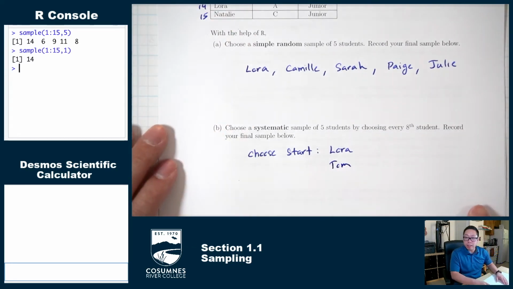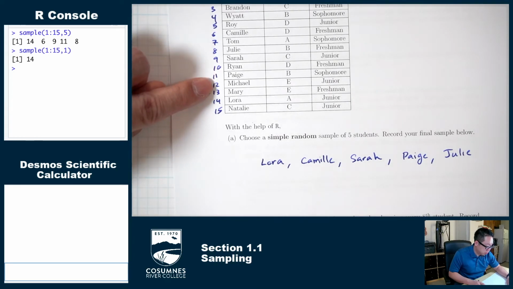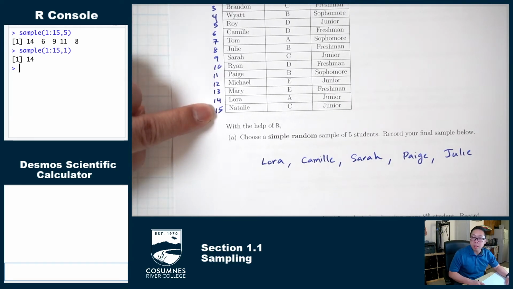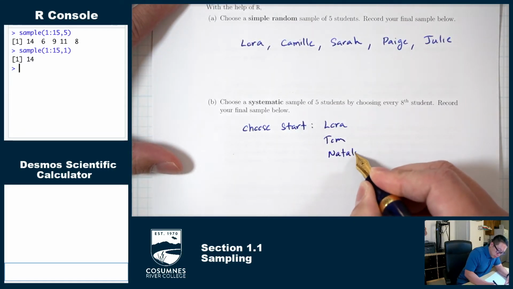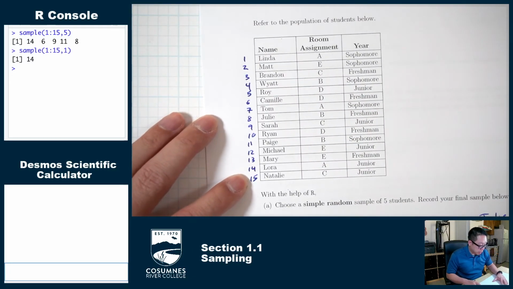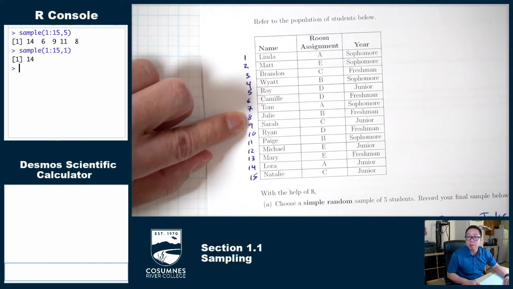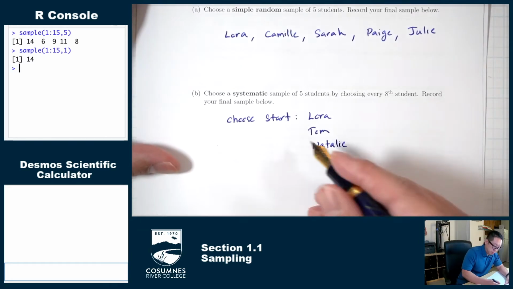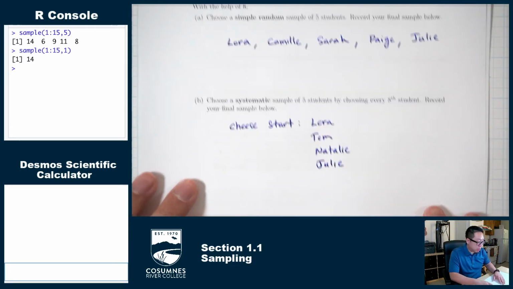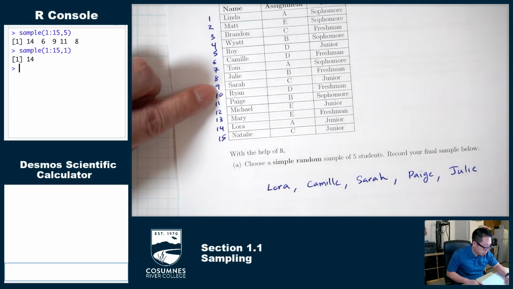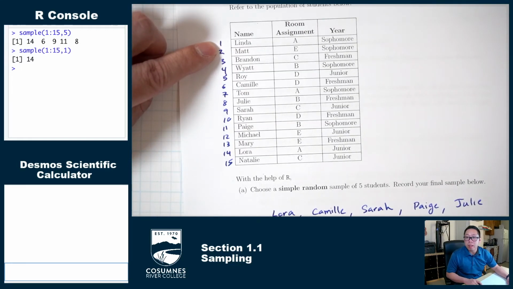Okay, count by 8 again. 1, 2, 3, 4, 5, 6, 7, 8. Natalie. Count by 8 again. 1, 2, 3, 4, 5, 6, 7, 8. Julie. And then one more time, starting with Julie. 1, 2, 3, 4, 5, 6, 7, 8. And Linda.